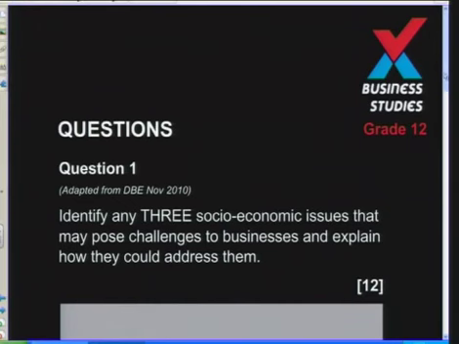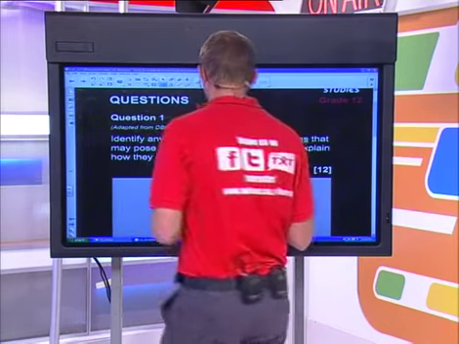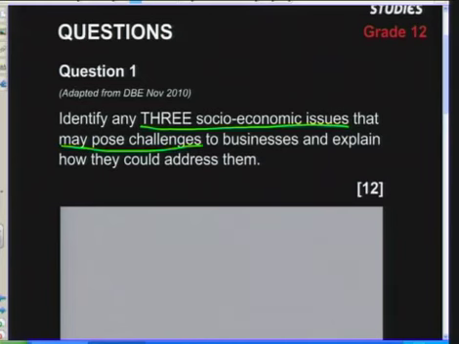So the first thing, right, we've got to identify any 3 socio-economic issues. There's a variety of socio-economic issues. We just have to give 3. Now, a lot of times in your exams, people give every socio-economic issue that they can give. Don't waste your time. You must remember in your final exam and your prelim exam, it's 300 marks in 180 minutes. So that's 1 2/3 of a mark per minute. So you don't want to waste your time there, right? And then how they may pose a challenge to the business, and explain how the business could address them.